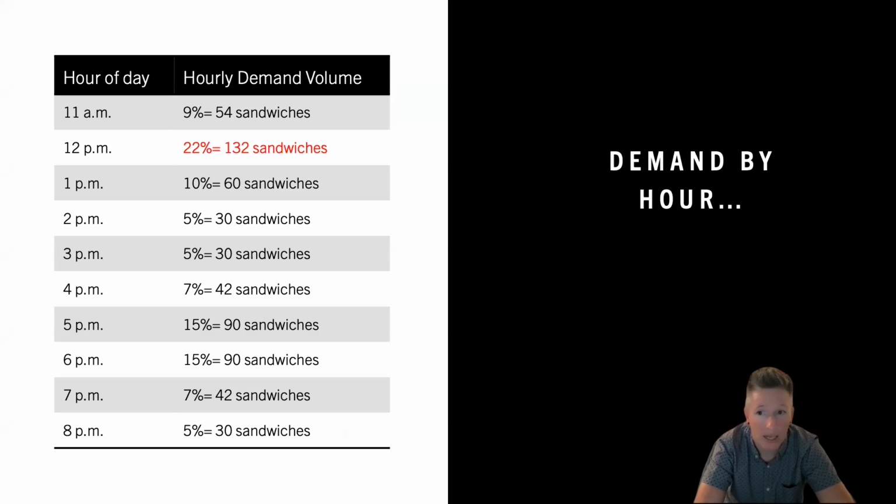I've also highlighted the shop's hourly demand volume. As you can see, the 12 to 1 p.m. timeframe has a demand of 22% of their overall 600 daily demand, which, as one can expect, puts a great amount of stress not only on the shop's capacity, but also its process, and stretches that staff a little bit.